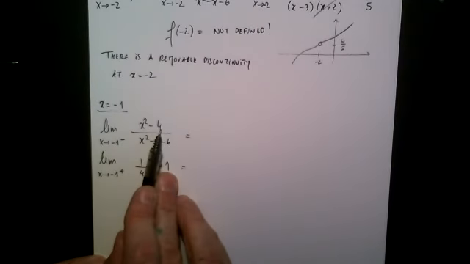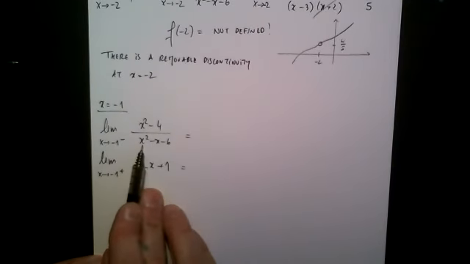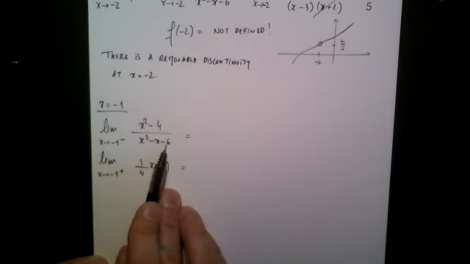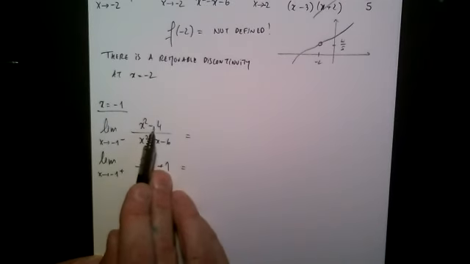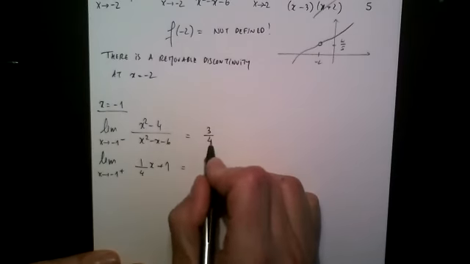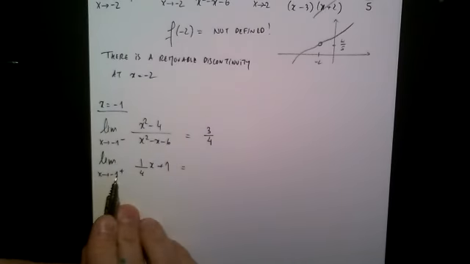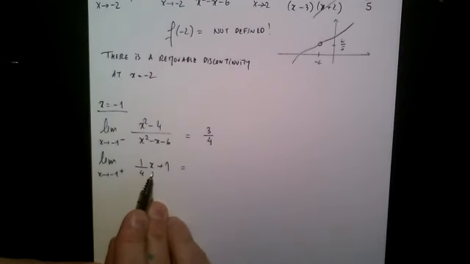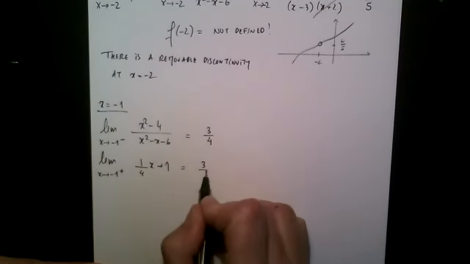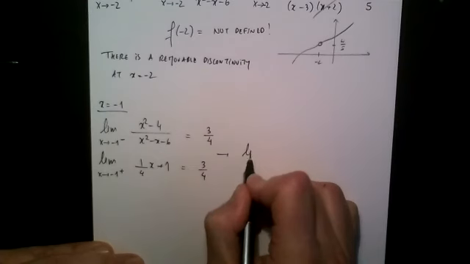I get 1 minus 4 is -3. And on the bottom, I have 1 plus 1 is 2. 2 minus 6 is -4. So -3 over -4, I have 3/4. And if you plug in -1 from the right, you get -1/4 plus 1, which is 3/4 again. Good. So the limit exists.